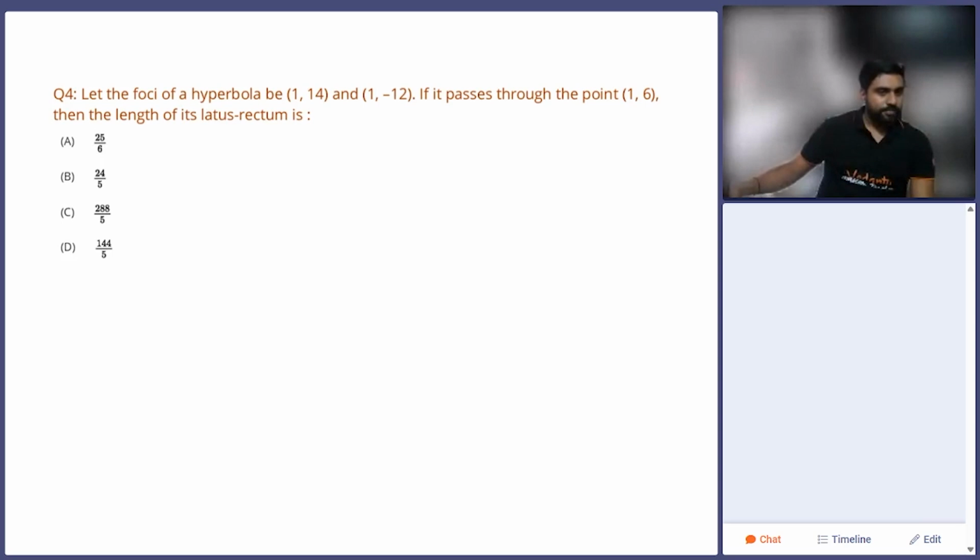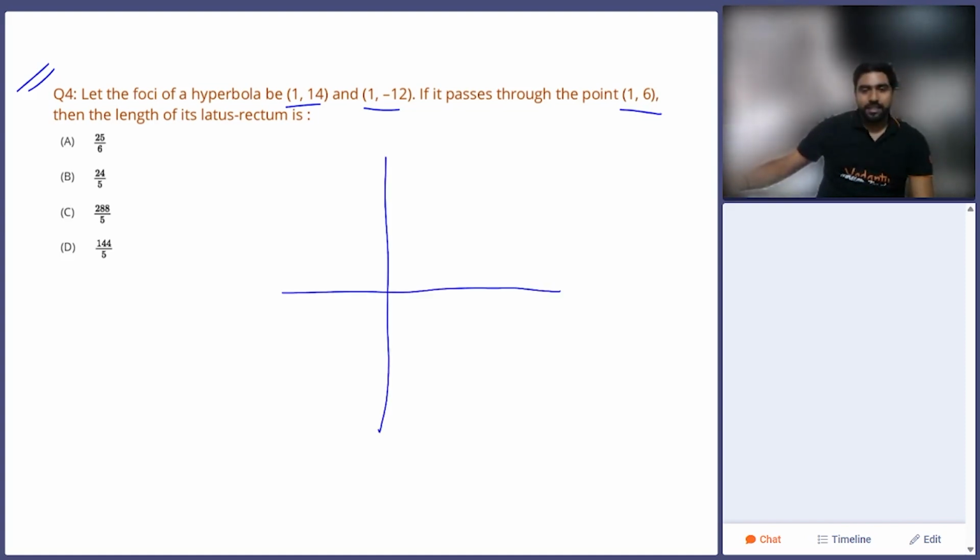Okay, moving on. Let's have a look at the next one. What do we have here? So the foci of a hyperbola are said to be (1, 14) and (1, -12). It passes through the point (1, 6) as well. What is the length of the latus rectum? Perfect. Looking at this, I can see that this is going to be a vertical hyperbola, because 1, 14 is one of the foci, and the other focus is given to you as 1, -12.